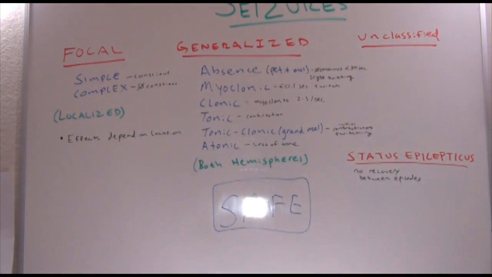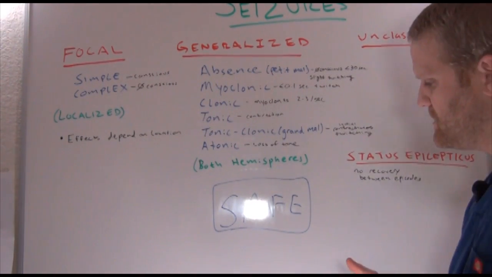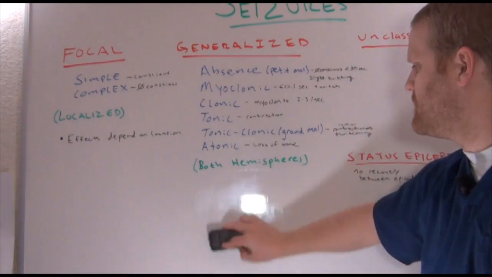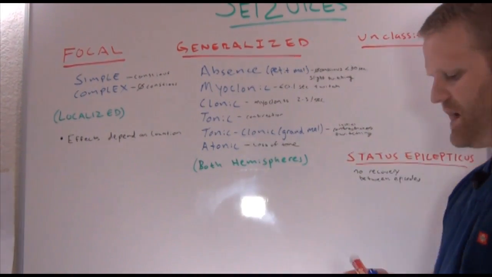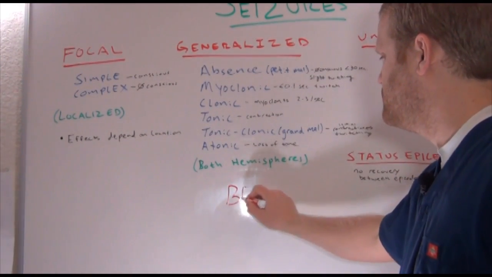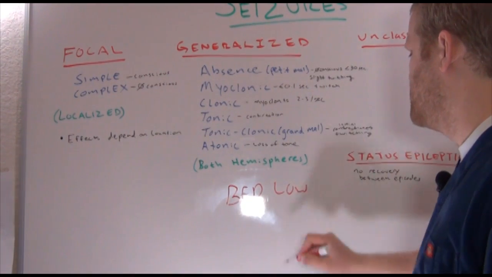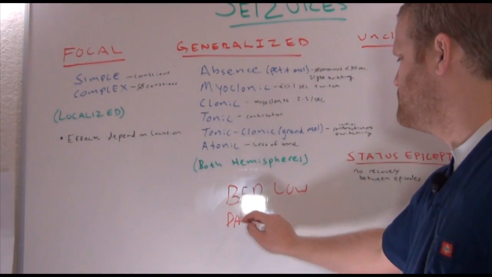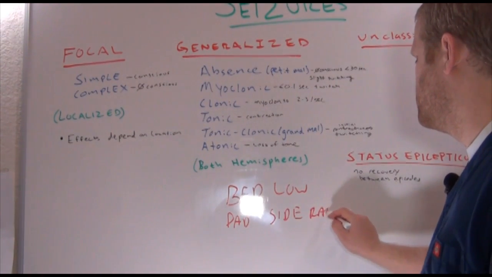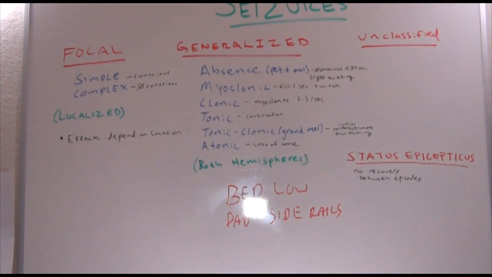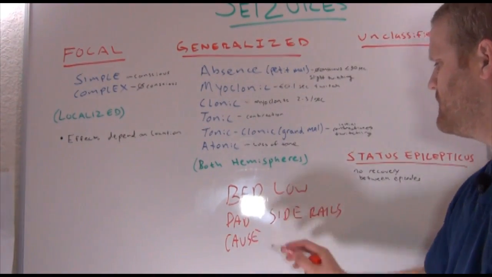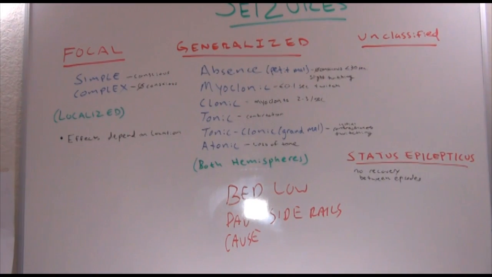Now, in the hospital, we need to talk about seizure precautions. What are seizure precautions and what does that mean? There are a couple of things we do with seizure precautions. We keep the bed low, and we pad the side rails. And then we also try to determine the cause. If we know the cause, we can actually treat the cause.